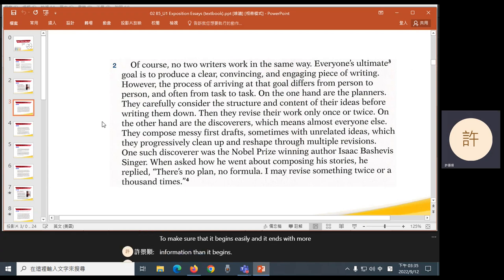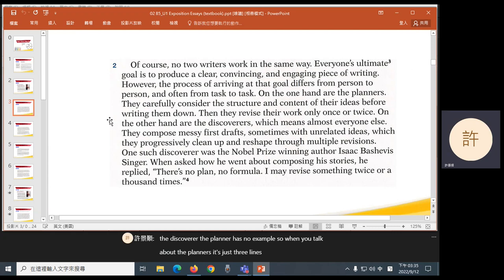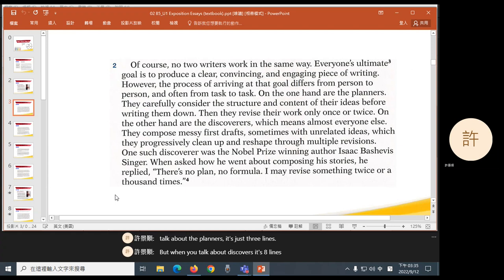And the reason for that is because the only example is for the discoverer. The planner has no example. So when you talk about the planners, it's just three lines. But when you talk about discoverers, it's eight lines. It's much longer. And it's usually a good idea to put the longer stuff near the end.